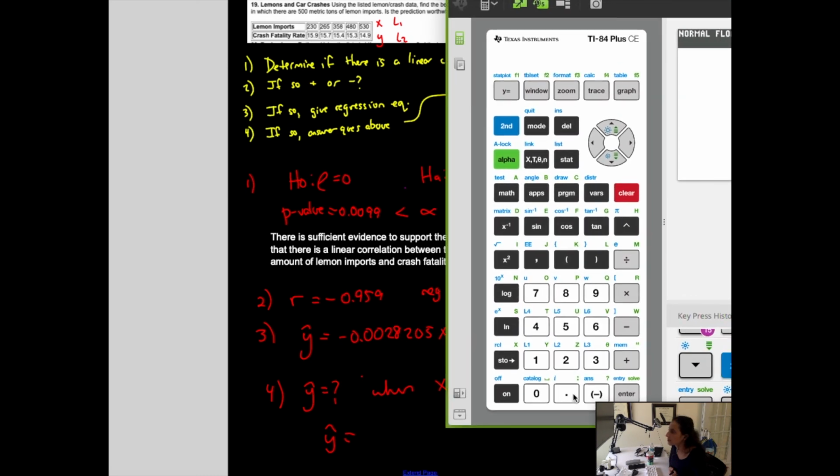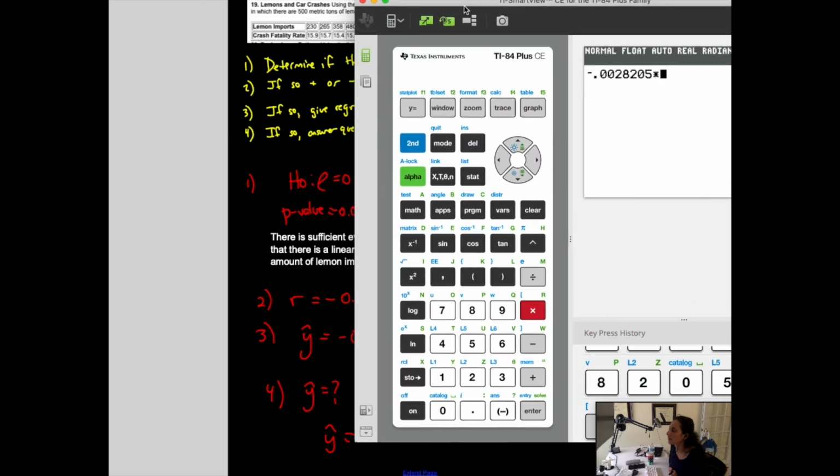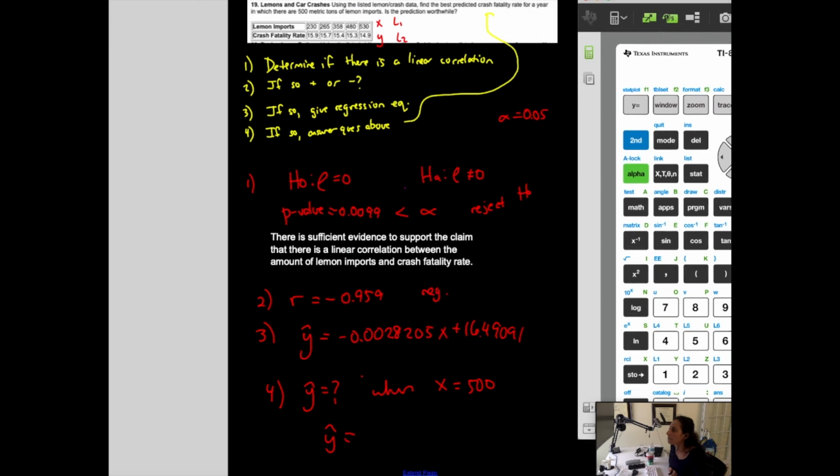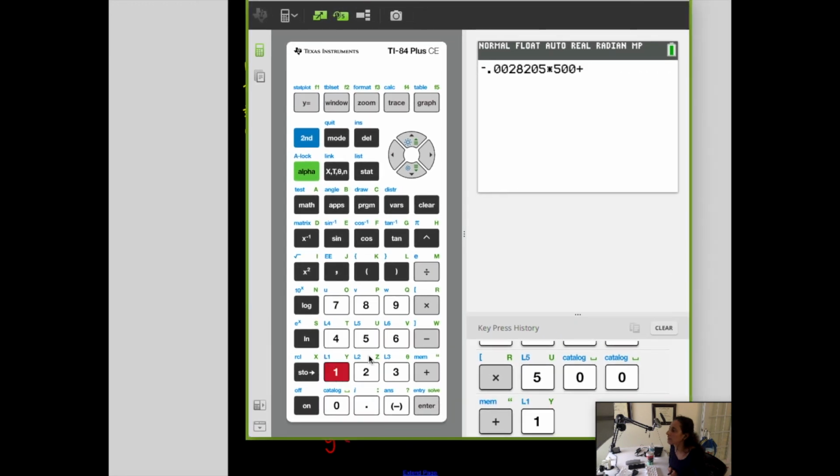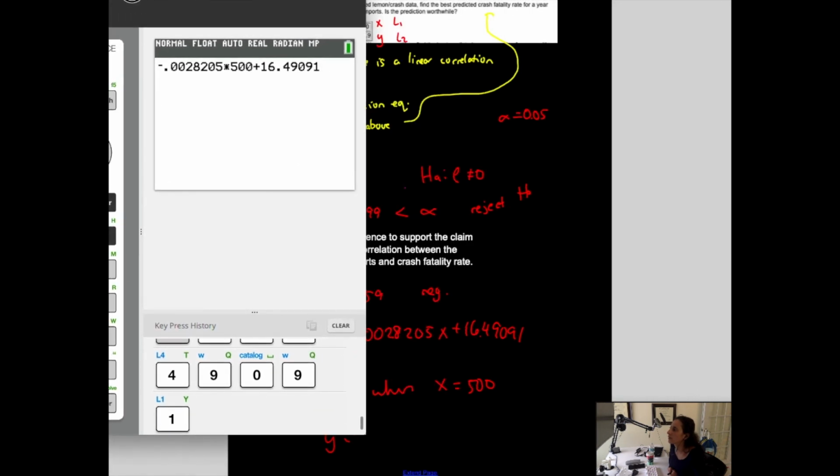So negative, this was a negative 0.00. Oops, I forgot my number. Negative 0.0028205 times X, which was 500, plus my Y-intercept, 16.49091. Let me check that number again to make sure I got that. 49. Yep.